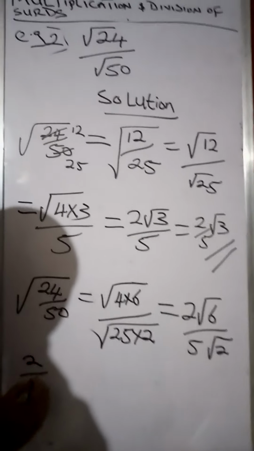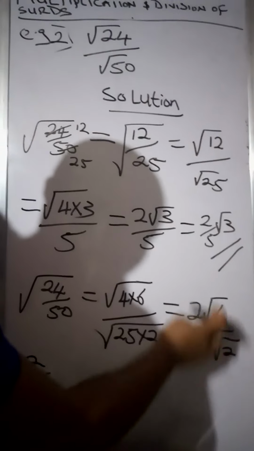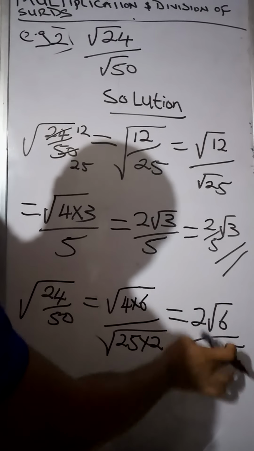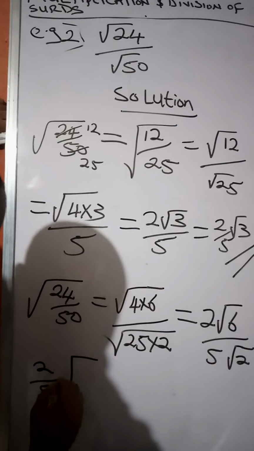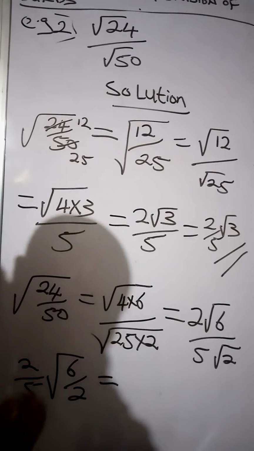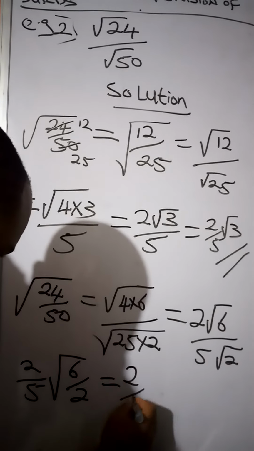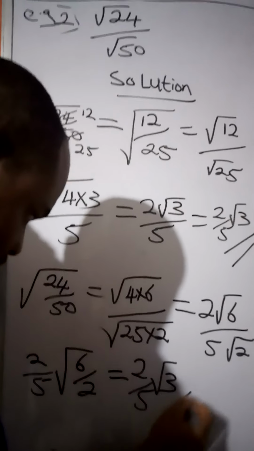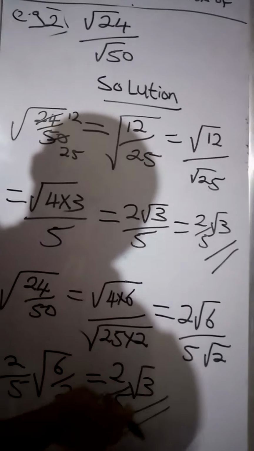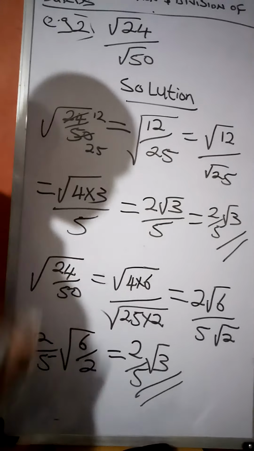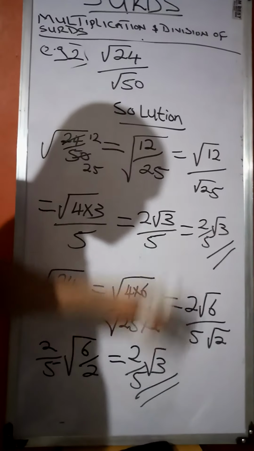Now look at this. I have my 2 over 5. In our rule of surds, I can decide to take these two together as what? Square root of 6 over 2, which will give me 2 over 5. How many times can 2 go into 6? 3. So you can see we got the same answer. So either you follow this method or you follow this method. Anyone will still arrive at same results.